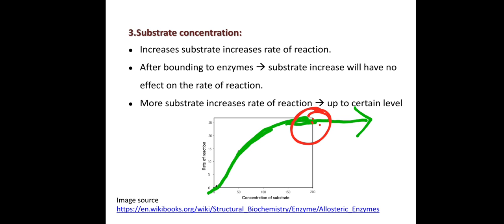So substrate concentration increases the rate of chemical reaction. When all the enzymes are bound with the substrate, there is no further increase in the rate. That doesn't mean the enzyme activity is not taking place. There is just no further increase in the rate of the chemical reaction. It reaches an equilibrium.